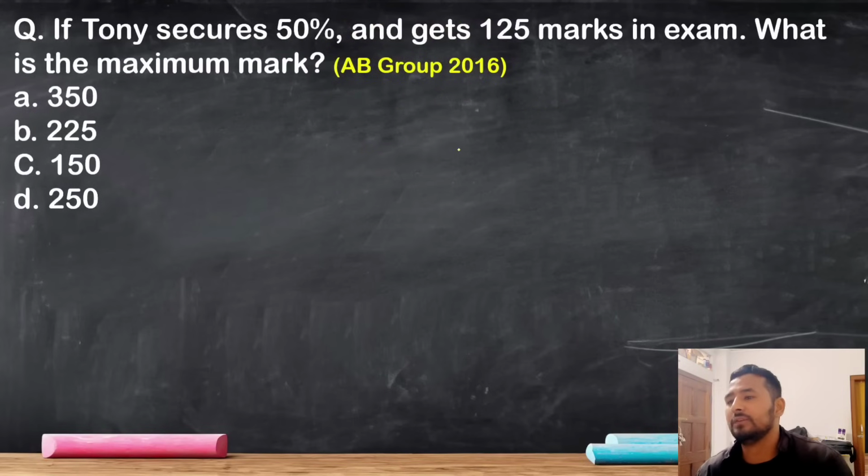Let's go next. So if Tony secures 50% and 120 gets 125 marks in exams, what is the maximum? This has also come in AB group 2016. Okay. So let's see. If Tony secures 50%, he secures how much?